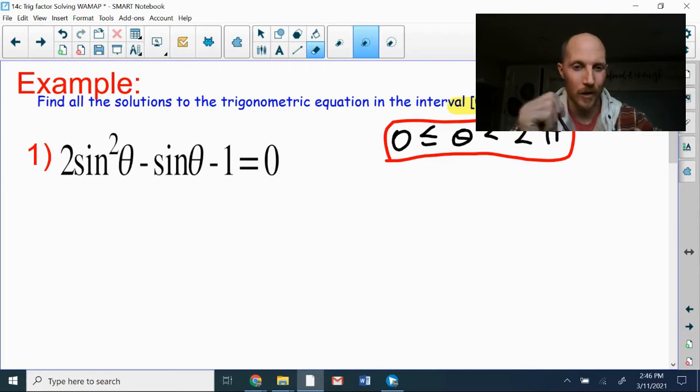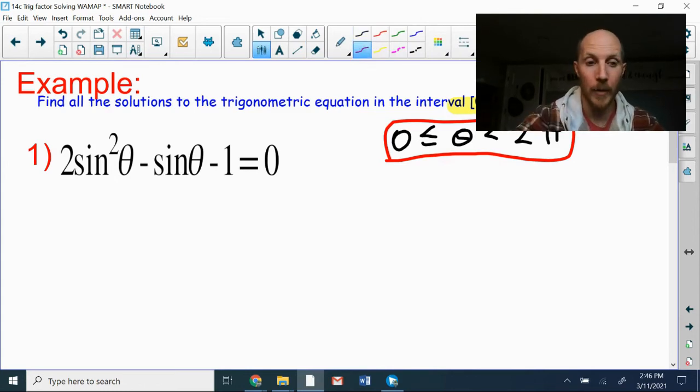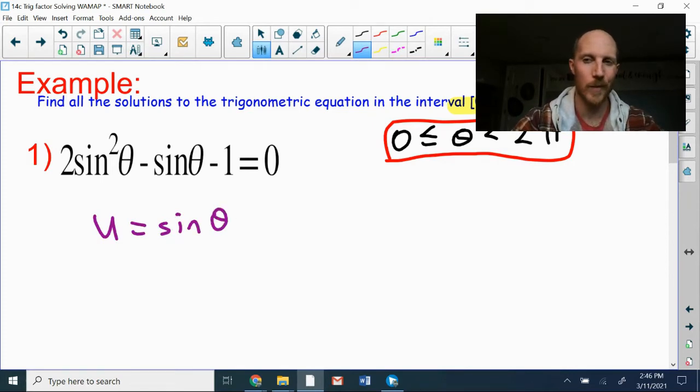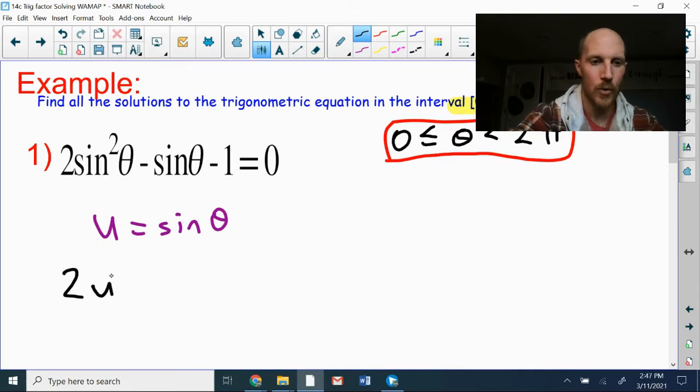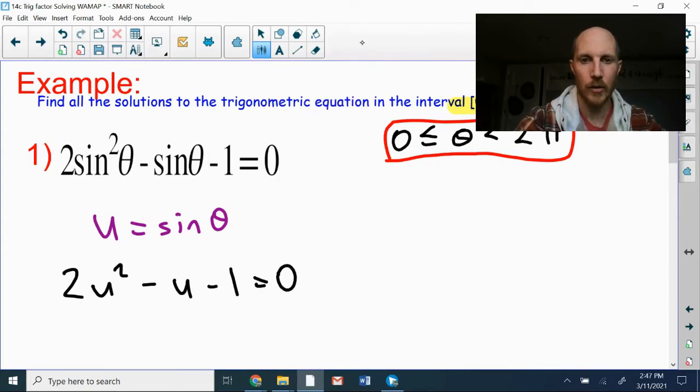So step 1 in our process is taken care of. Now we get to proceed with factoring. I'm going to suggest that we utilize u substitution at this point for 2 reasons. 1, it's not going to look as confusing, and 2, it's actually going to make writing all those steps a lot faster. So I'm going to rewrite the problem using a u: 2u squared minus u minus 1 equals 0. Now let's solve.